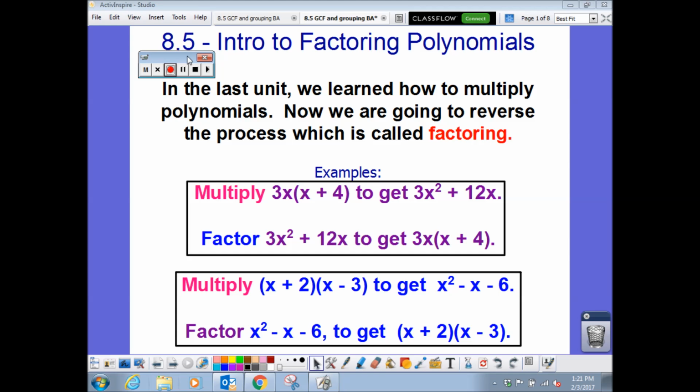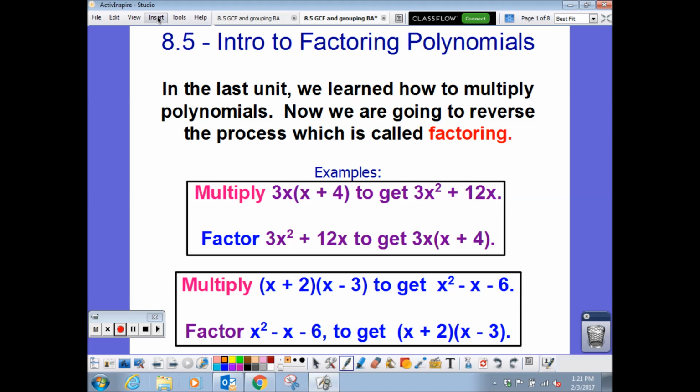Okay, so this unit, we're still part of the same unit in Unit 8. This is just the second half. So what we're going to be talking about this unit is factoring. You guys already know what factors are.